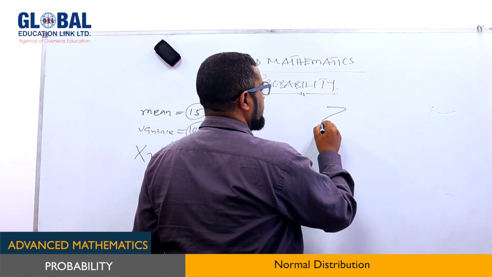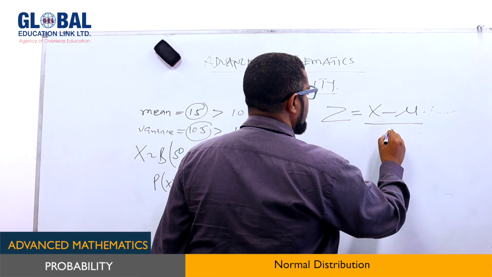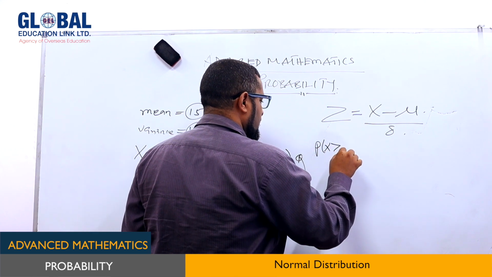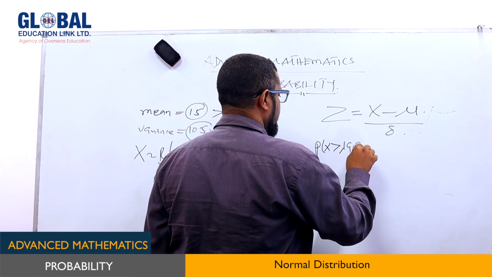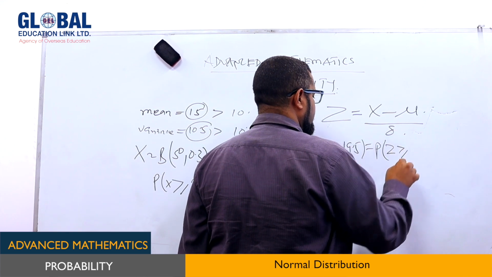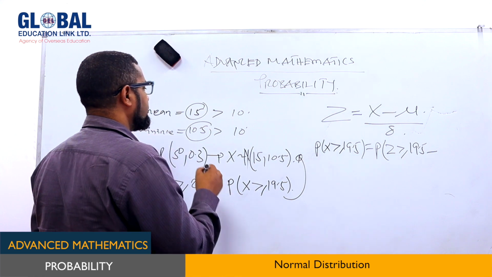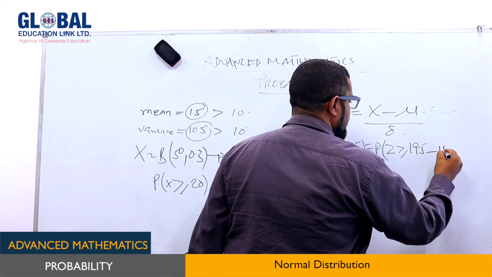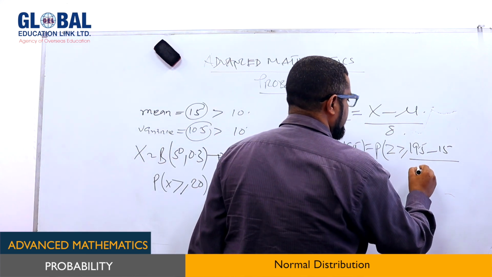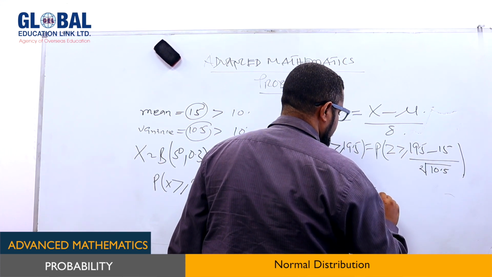So we are standardizing the probability of x greater than or equal to 19.5. Recall the formula for the standard score, which is z equal to the variable x minus the mean, divided by the standard deviation. So the probability of x greater than or equal to 19.5 is the same as writing the probability of z greater than or equal to 19.5 minus the mean. Our mean here is 15, divided by the standard deviation. Remember, this one is the variance, so the standard deviation is the root of 10.5. So let's simplify and see what the final solution is.